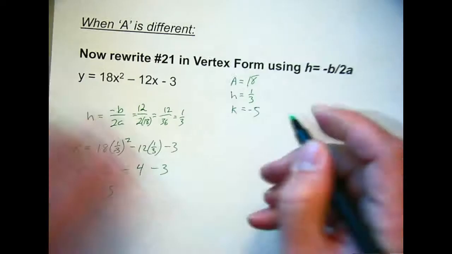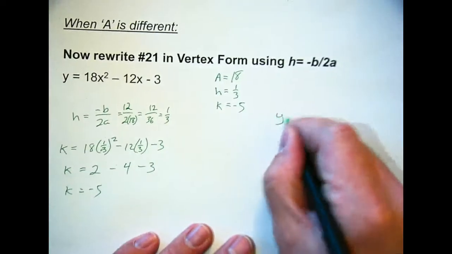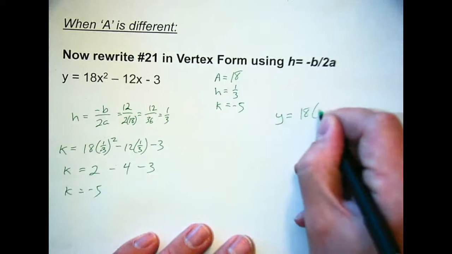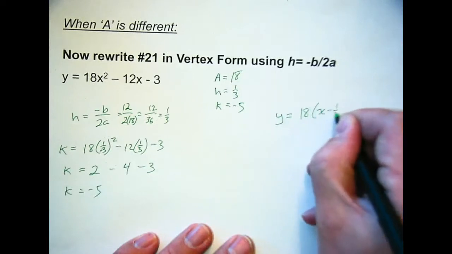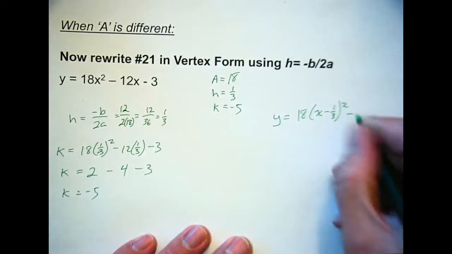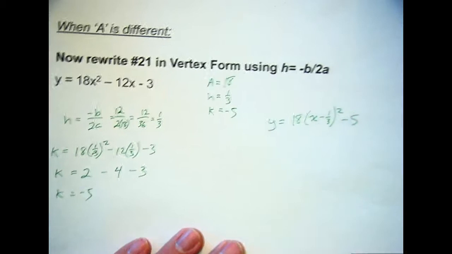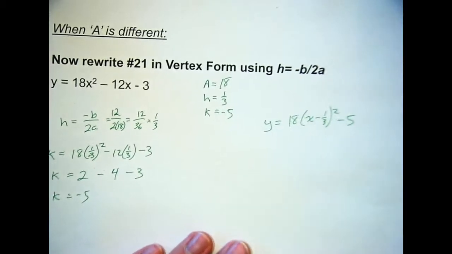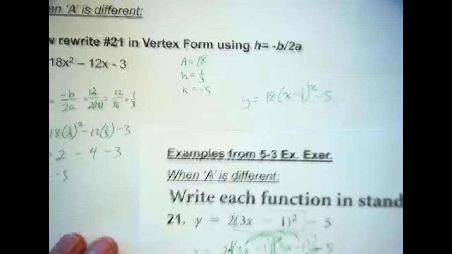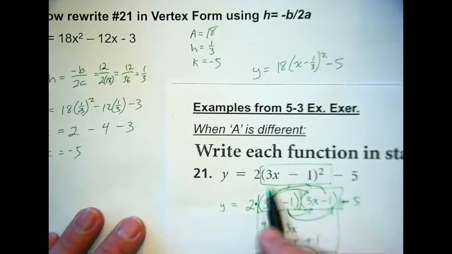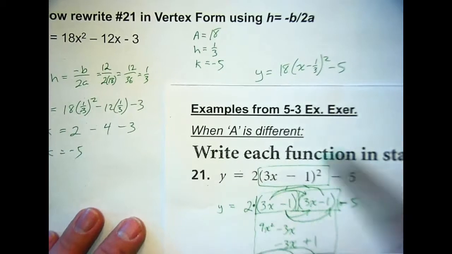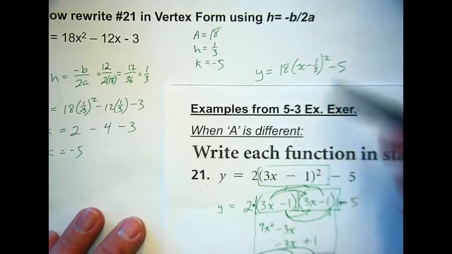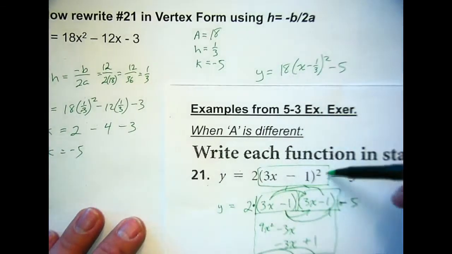So we get y equals 18 times x minus 1/3 squared minus 5. Right? Now compare that back to where we were. This is the original problem. Notice how the vertex form looks different, and notice the similarities.